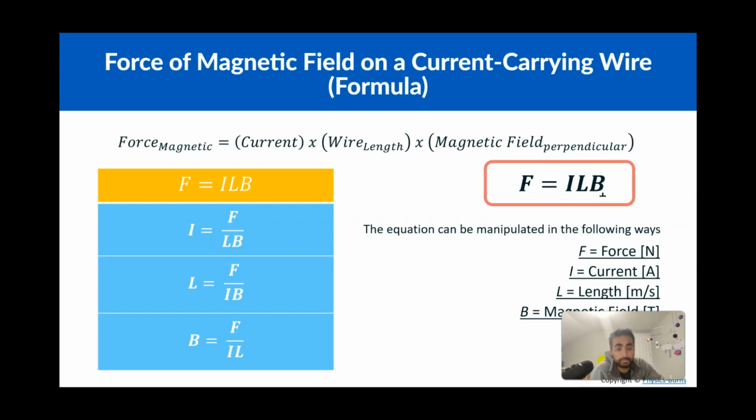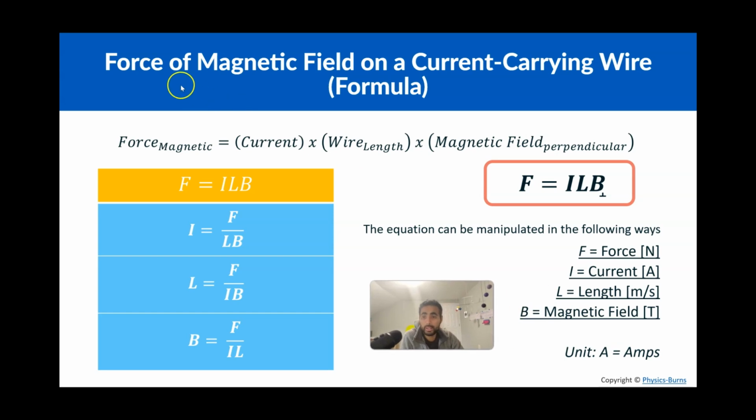All right, let's look at the formula for this to help us understand it a little better. The force of a magnetic field on a current carrying wire formula. The force from the magnetic field is going to be equal to the current, how strong the current is, the length of the wire, how long the wire is, and the magnetic field, the perpendicular part of it.